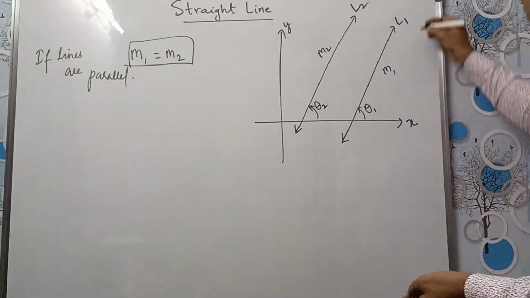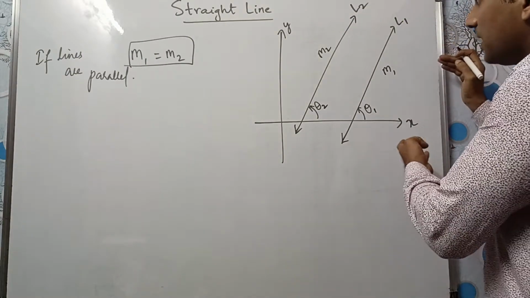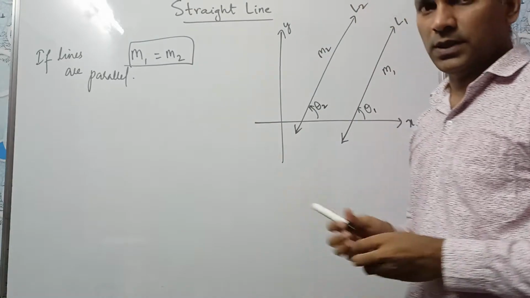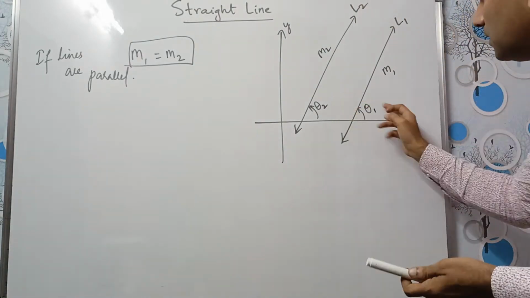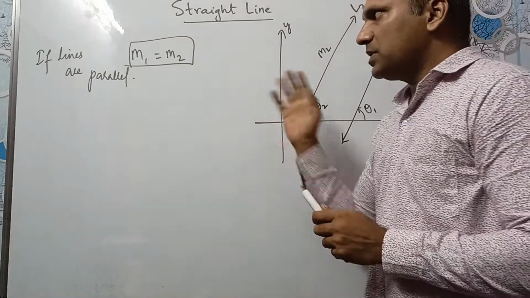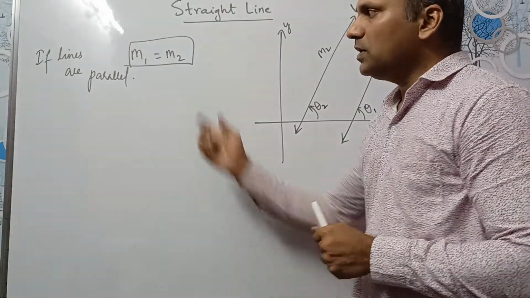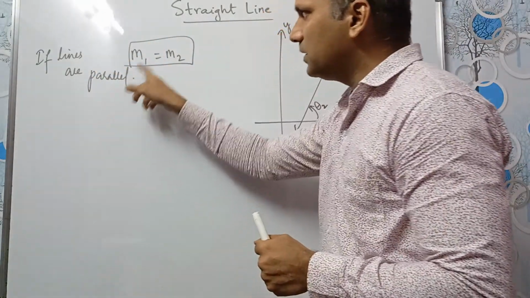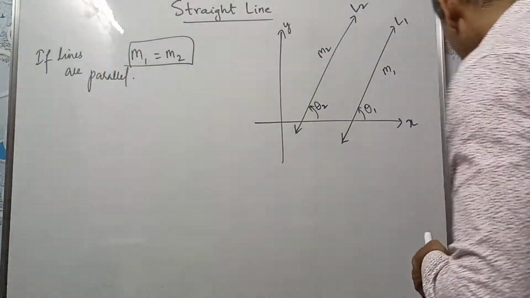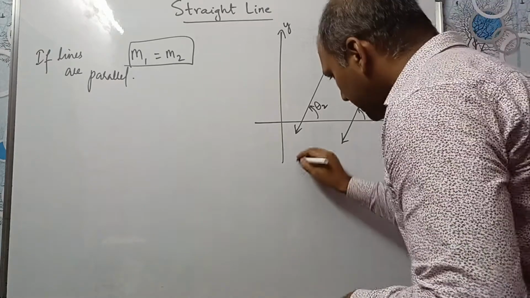Not only two lines: if you have one more line here, if three lines are parallel to each other, m1 will be equal to m2, which will be equal to m3. All the slopes will be equal. Why? Because the thetas will be equal, right? I hope this is clear. So if lines are parallel to each other, slopes will be equal. m1 will be equal to m2. Alright. What if the lines are perpendicular to each other?